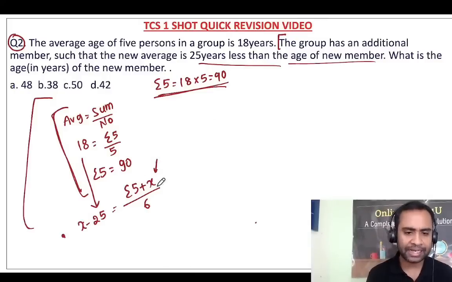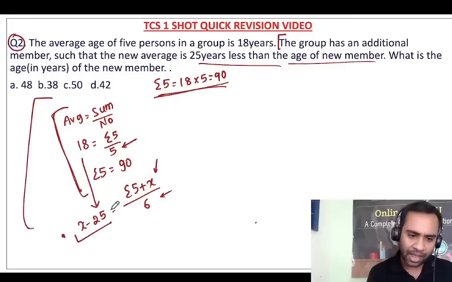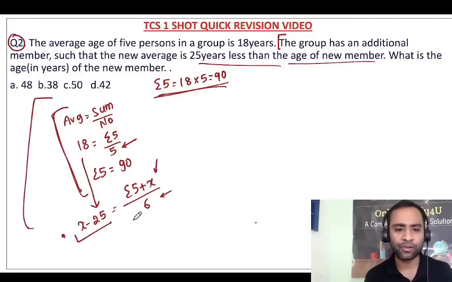So earlier it was 90. Now the total age will become 90 plus x. Earlier 5 members were there. Now the total members is 6. Average is what? So average is 25 less than the new member.